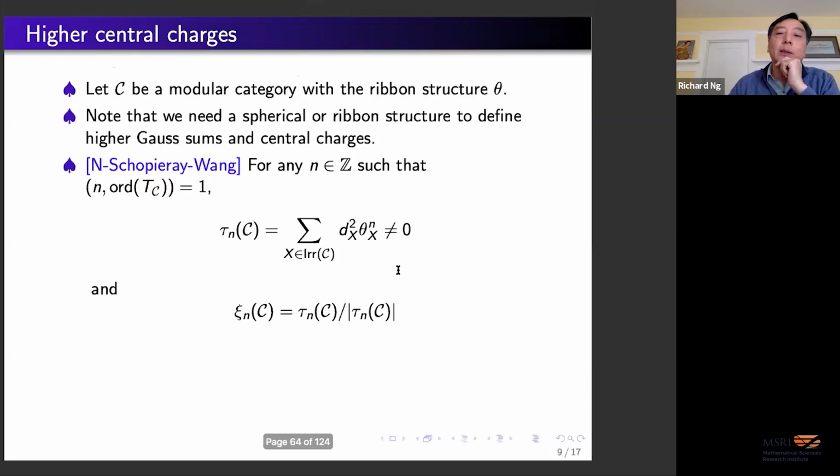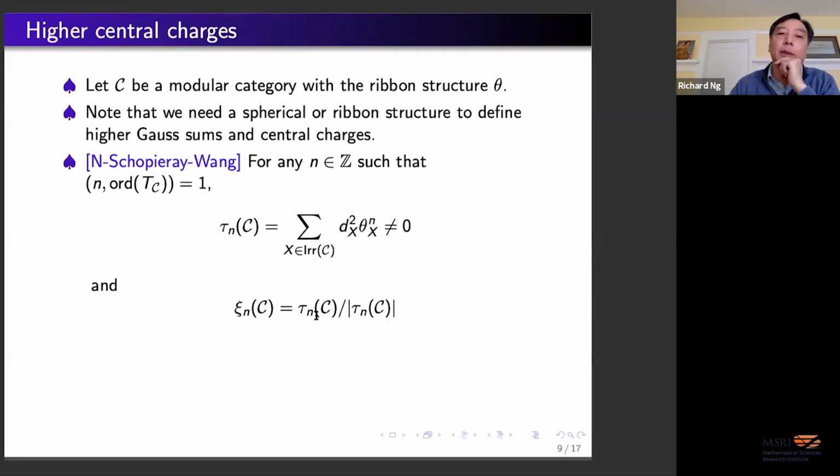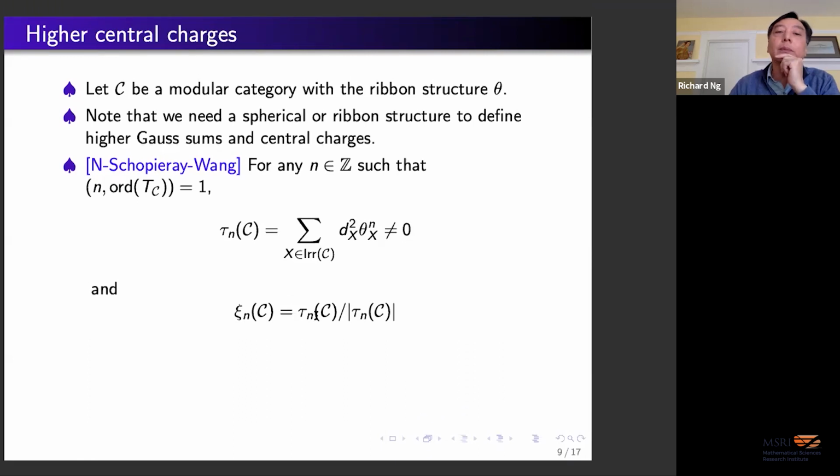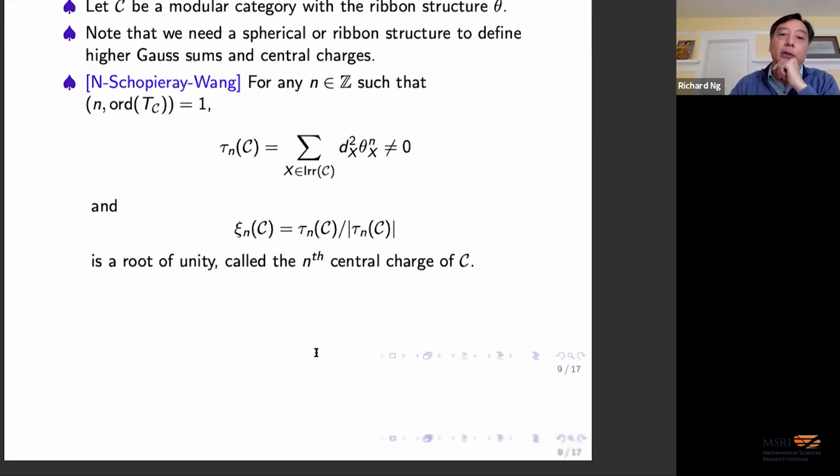And then once you know it's non-zero, you can write down the so-called higher central charge, which I call C sub n. It's the angle of this Gauss sum. So you take the Gauss sum and divide out by its length. So it's the argument of the complex number, and we show that it's always a root of unity. This is just an angle, and we call it a higher central charge.